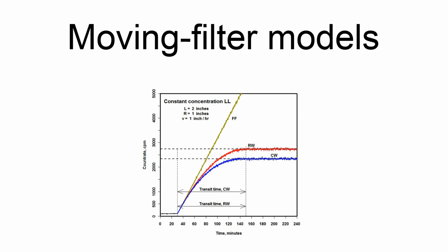C_RW(T) equals epsilon K F_M exp(-lambda T) over L, times the integral from 0 to VT of the integral from T minus X over V to T of Q(tau) exp(lambda tau) d tau dX, plus the integral from VT to L of the integral from 0 to T of Q(tau) exp(lambda tau) d tau dX.